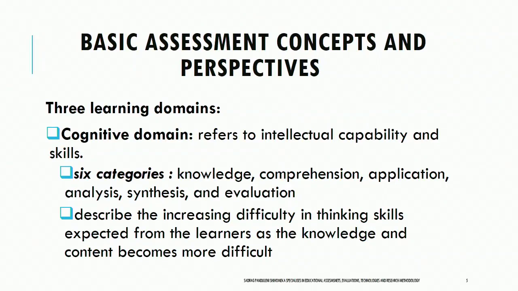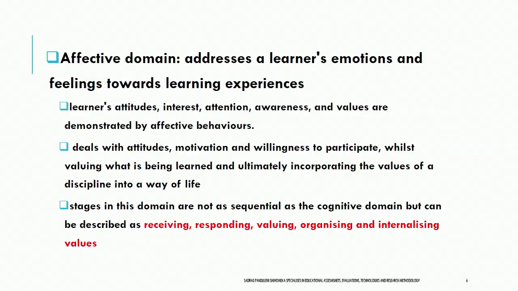This specific domain is describing the increasing difficulty in thinking skills expected from the learners as the knowledge and the content becomes more difficult. The second domain, which is very important, is the one that is addressing learners' emotions and feelings toward learning experiences. So you should be able to set assessments that are aiming at addressing or assessing learners' emotions and feelings toward whatever concept, whatever specific issue that they have learned.